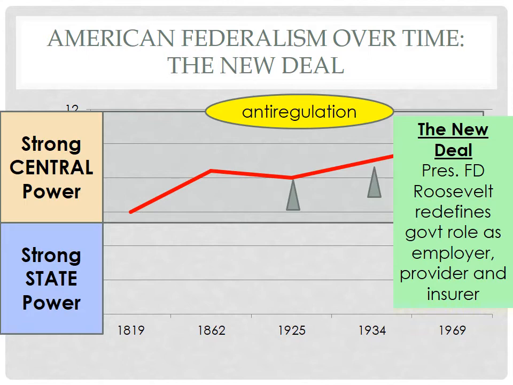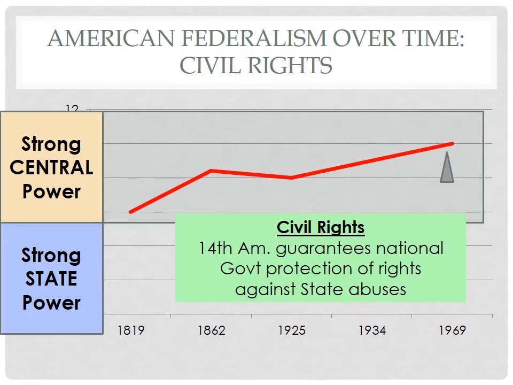This is where, if you'll remember, we got Social Security and a lot of the other entitlement programs that we look at today. And so we took that power from the states, moved it up to the central government, and said that the central government is going to be responsible for these things. And so that is this period between 1925 and 1934.